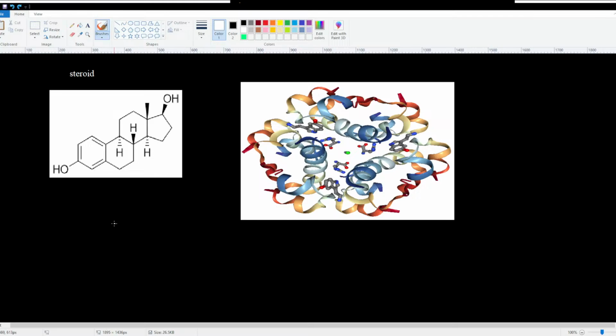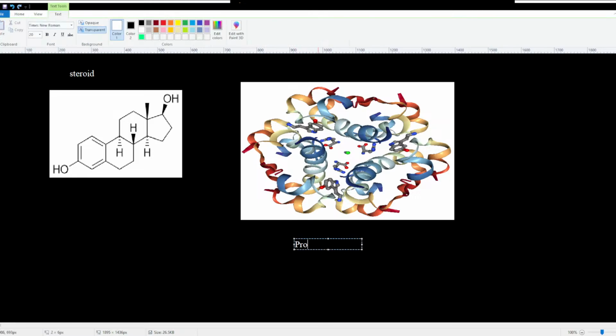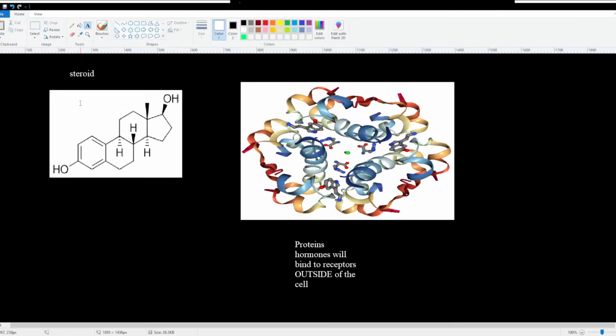But how are they different? This one's a lipid, and this one's a protein, of course. But what does that mean? It means that the steroid is going to be nonpolar, and the protein is going to be polar. So what does this mean for the cell? It means that protein hormones will bind to receptors outside of the cell, so that means on the cell membrane and whatnot.